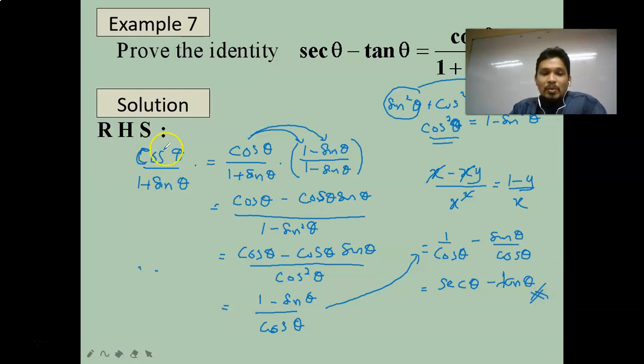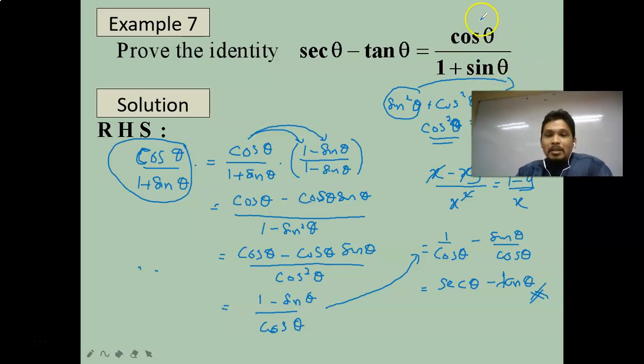So we begin the process from the right side here, and we end up with secant theta minus tangent theta, which is exactly the same. Proved, as we started from the left side, so proved the identity of this.